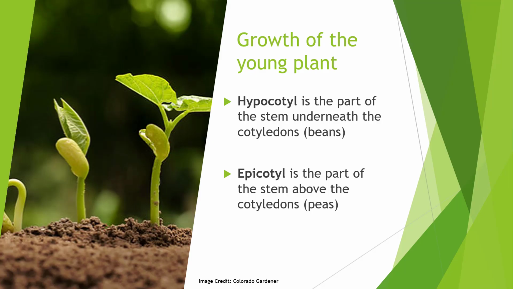Now, the growth of the young plant. Well, the hypocotyl is the part of the stem underneath the cotyledons. You can see that the hypocotyl has expanded in these beans to push the cotyledons, those 2 seed leaves, above the soil. Now in peas, what you're going to get is the epicotyl, which is a part of the stem above the cotyledons, and that's going to expand. The pea actually stays below the ground and sends up the epicotyl, where you're going to see those first leaves are not the seed leaves, but the first true leaves, because the seed leaves, the cotyledons in peas, stay below the ground. We're going to look at this more closely in lab.